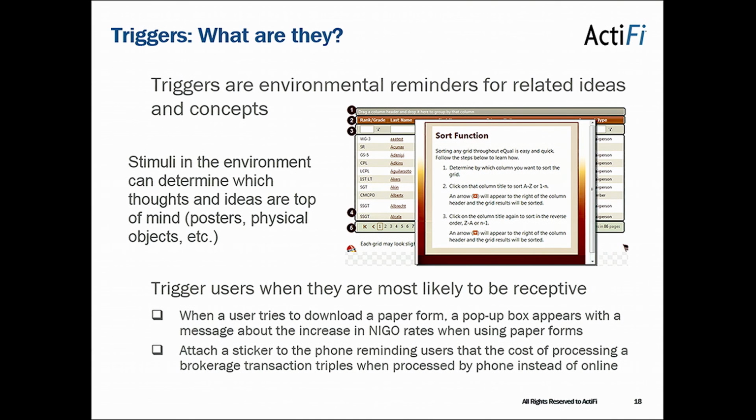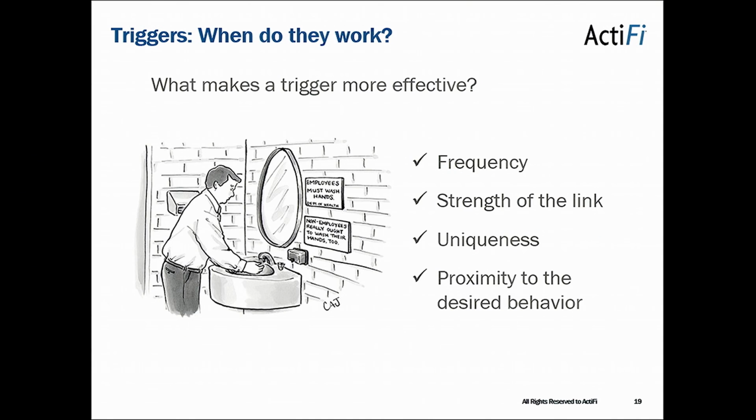Here's some specific examples of triggers. So how do we create triggers in our environment? There are 4 things that correlate to the effectiveness of a trigger. One is frequency. Every time I launch it, that pop-up comes up. Every time I look at the phone, and triggers can be simple physical things like a sticky note on a phone.